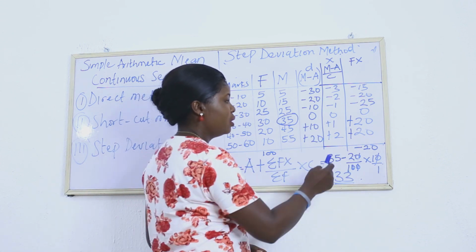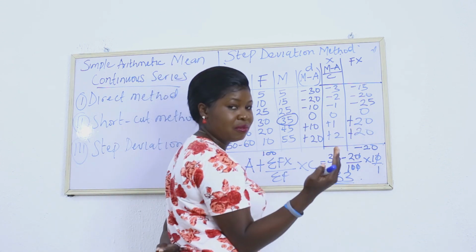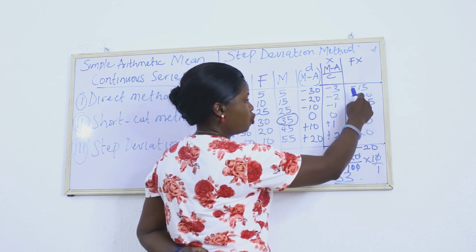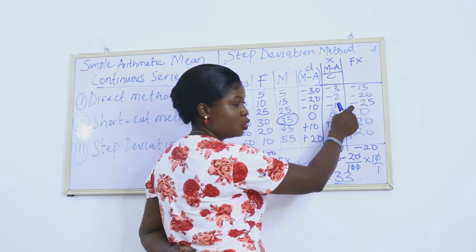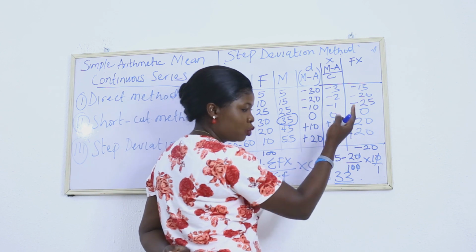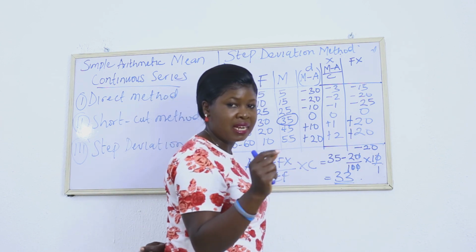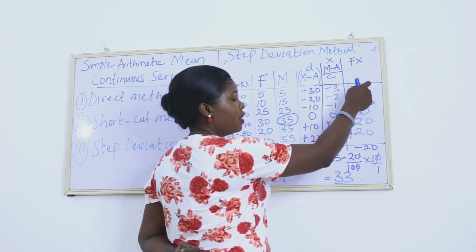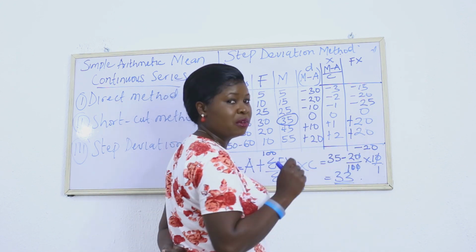Looking at the value 20, they are negative and they are positive. So this 20 will strike out this 20. This is minus 25, plus 20. We have a deficit of 5. Adding a deficit of 5 to minus 15, we have minus 20.